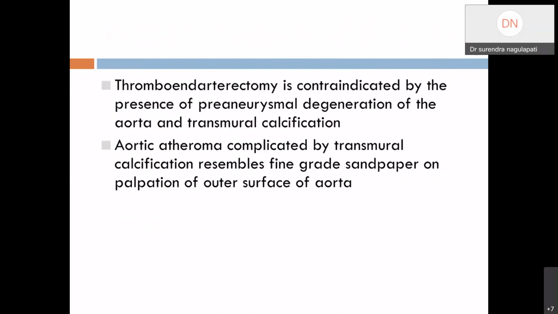Thromboendarterectomy is contraindicated by the presence of pre-aneurysmal degeneration of the aorta and transmural calcification. Aortic atheroma complicated by transmural calcification resembles fine-grade sandpaper on palpation of the outer surface of the aorta.